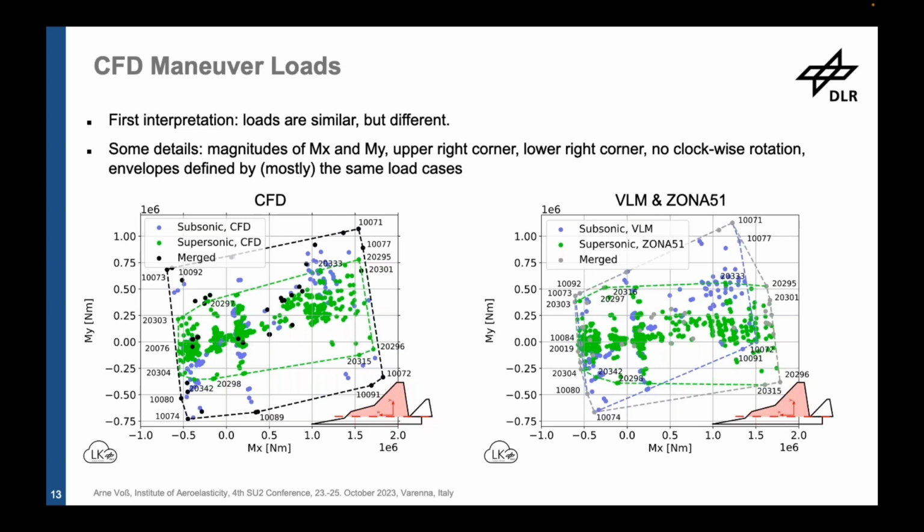And finally, we can see for the aerodynamic panel methods, looking at the shape and the orientation of the envelope, there is a rotation in clockwise direction of the supersonic load cases with respect to the subsonic load cases, which I cannot see in the CFD results. So summing up, there are significant qualitative differences in the loads here.